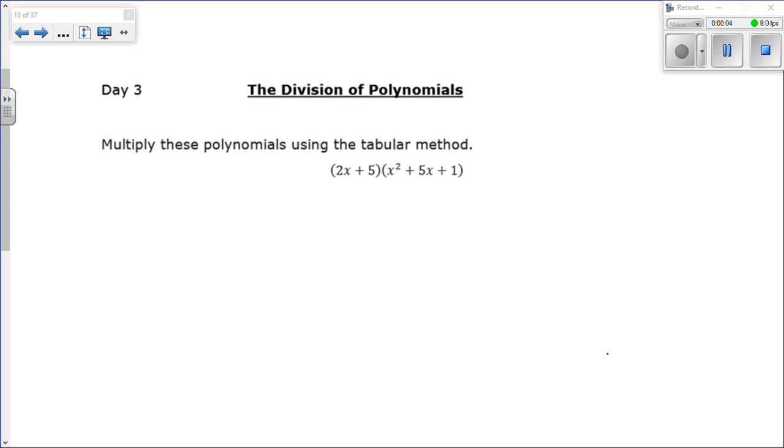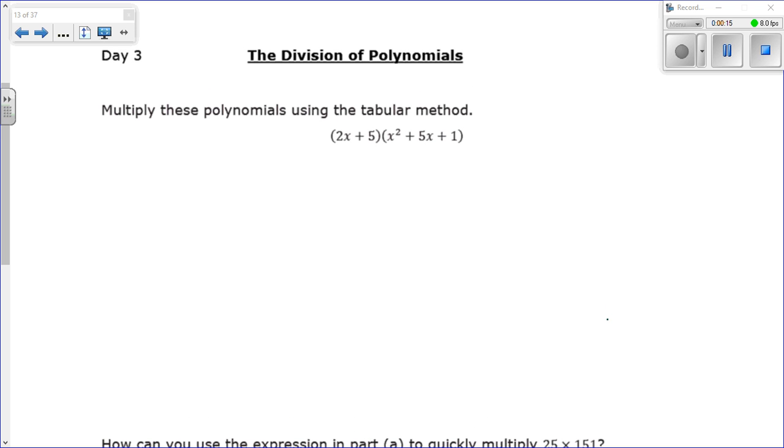Hi and welcome to Polynomials Day 3. Today we're going to talk about division. But first we're going to multiply before we divide. Multiply these polynomials using the tabular method.